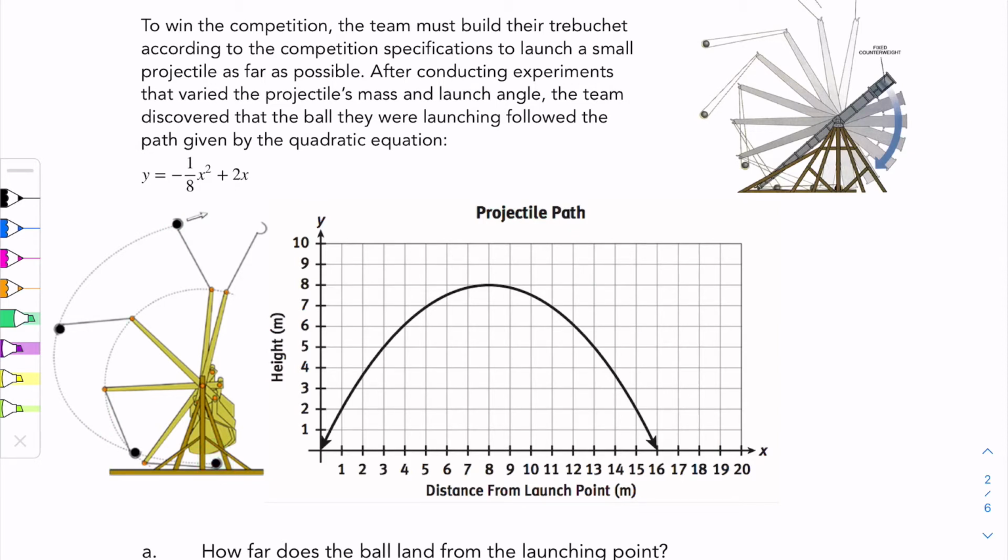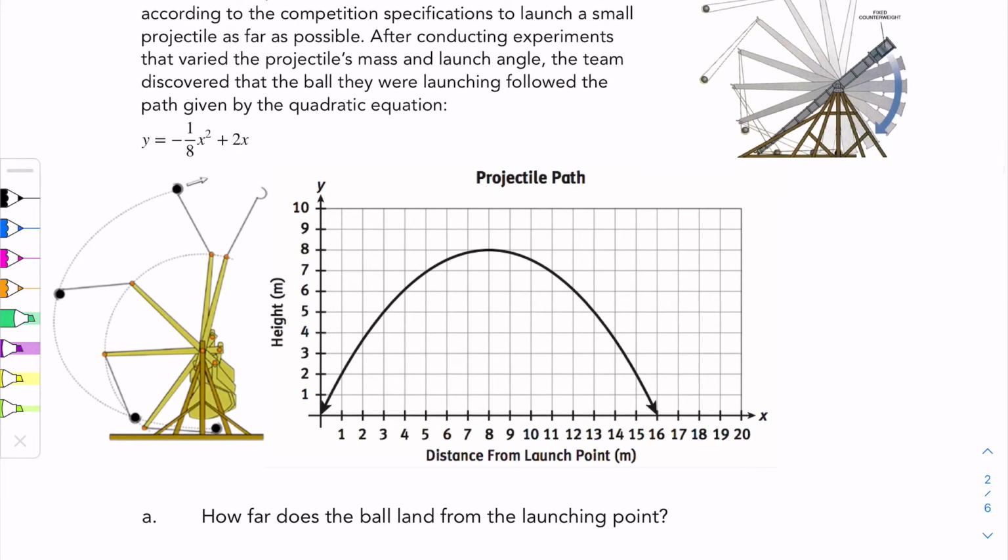So we have 3 students that are in a competition, and they must build their trebuchet according to the specs, and they need to launch something as far as they possibly can. So after they conducted the experiments, they followed the quadratic equation y is equal to -1/8 times x squared plus 2x. So this here is our quadratic that we are modeling on the graph here.